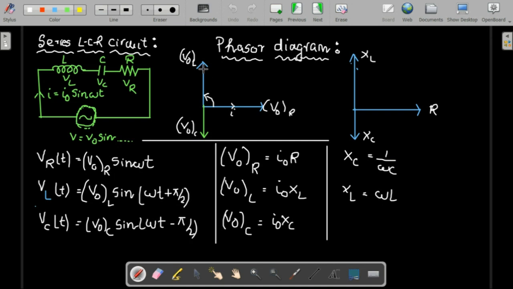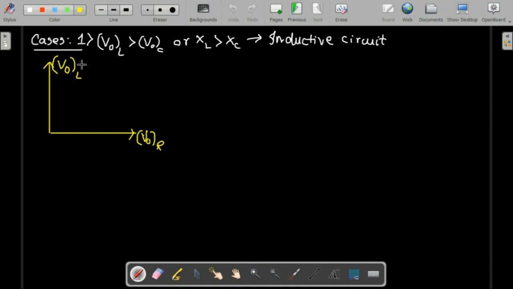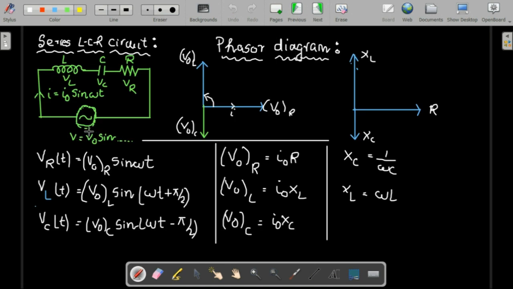If you remember vector addition and subtraction, the resultant would be V naught L minus V naught C, and the direction would be towards V naught L. As per vectors, the direction would be in the direction of the greater vector. So that is how we can draw this diagram. This is my inductive circuit, and now what I want to find out is this V naught. What is this V naught? The peak voltage for the entire circuit.